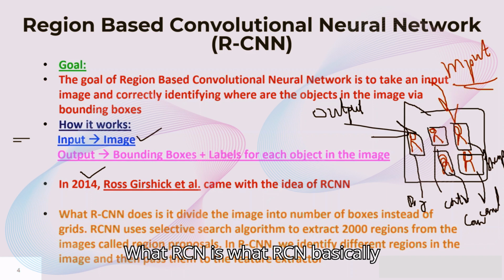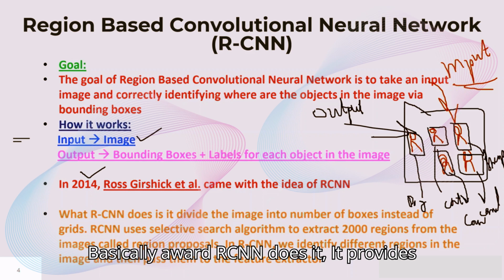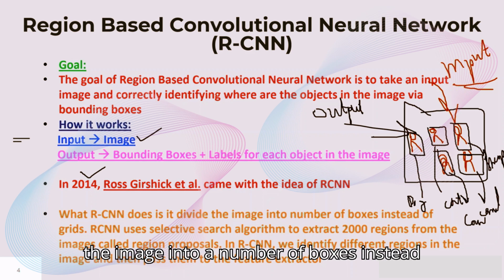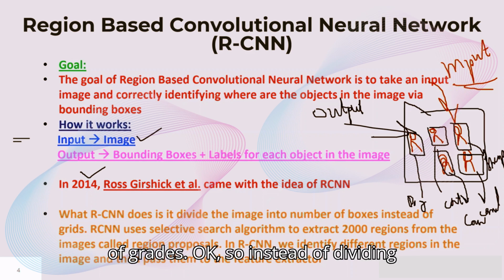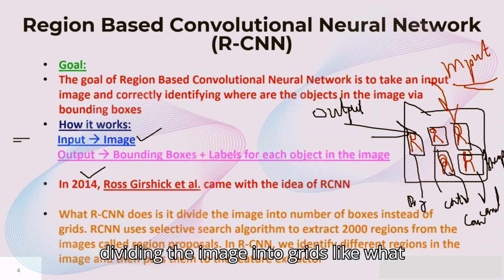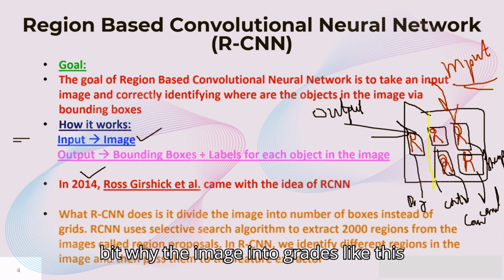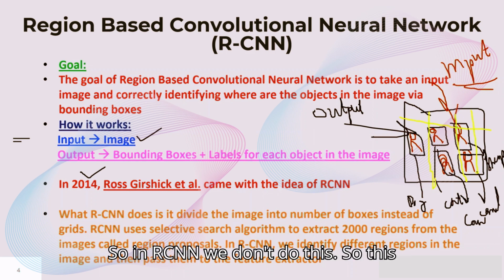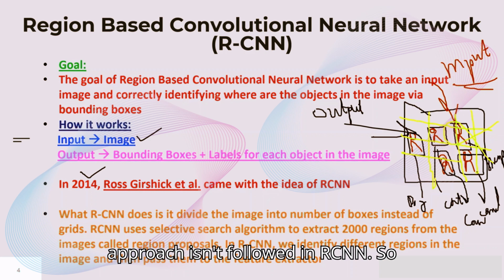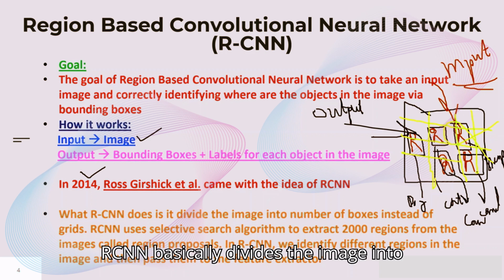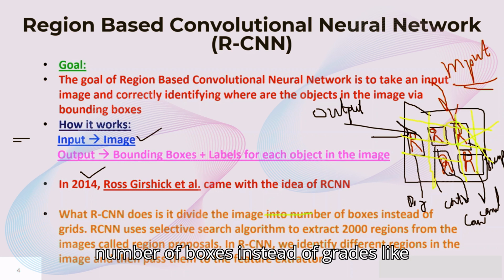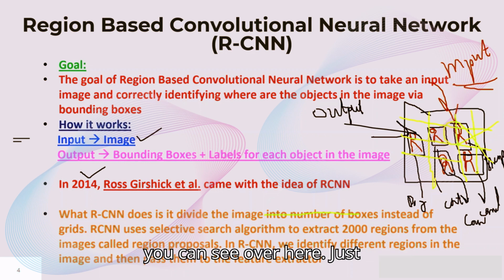What is RCNN, and how does RCNN basically work? RCNN divides the image into a number of boxes instead of grids. What is a grid? We divide the image into grids like this. These are the grids we are creating. In RCNN we don't do this. This approach isn't followed in RCNN. RCNN divides the image into a number of boxes instead of grids, like you can see over here.